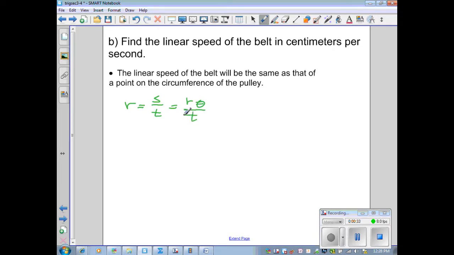We also know that s is going to be r theta. And now all we need to do is substitute our known information into this formula and calculate our linear speed. So here, our linear speed is equal to the radius, and our radius in this problem is going to be 6 centimeters, that was on our previous slide, times our theta over t, or our omega, which is going to be 8 pi over 3 radians per second.